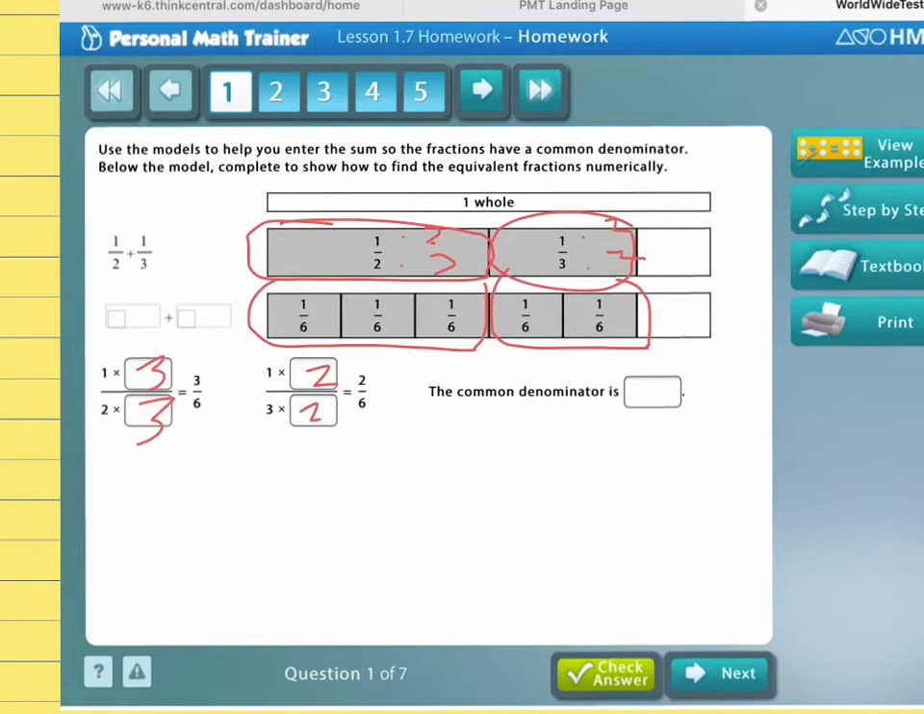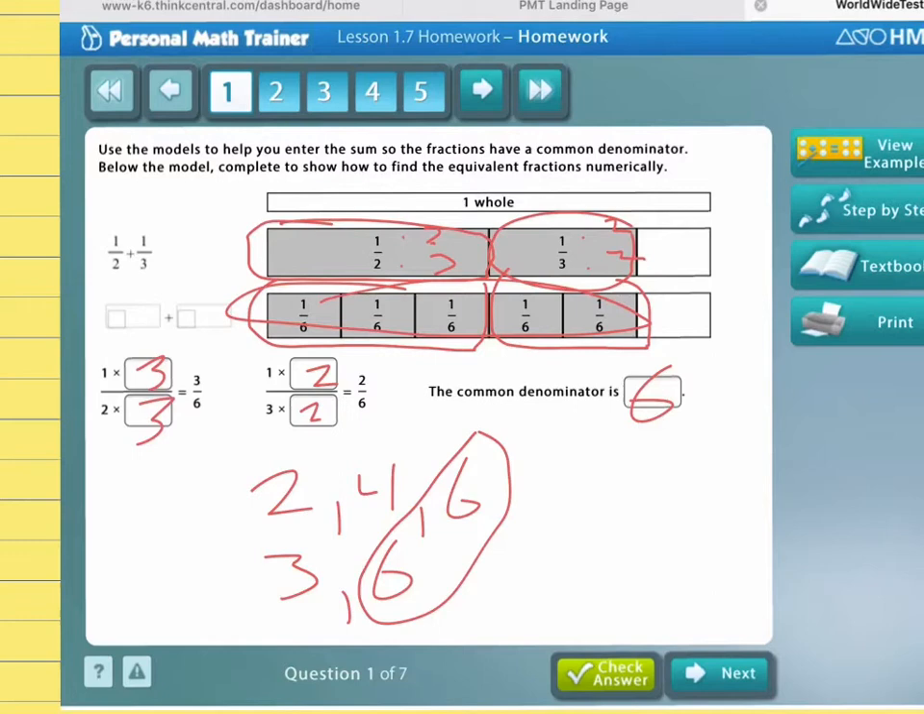So those are very easy to add, because 3/6 and 2/6 would be 5/6, and you can see here that you have 5/6 altogether, but your common denominator would be 6. Best way to do this is to find the multiples of 2: 2, 4, and 6, and the multiples of 3. 3 times 1 is 3, 3 times 2 is 6, and then you found the least common multiple, which is also the least common denominator.